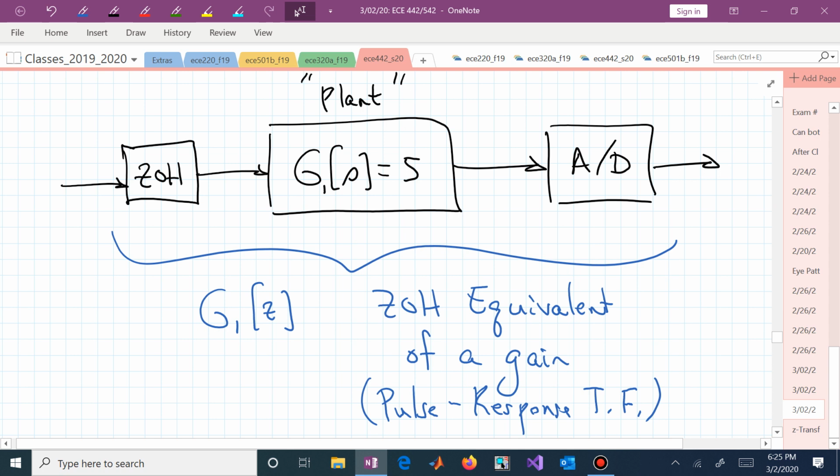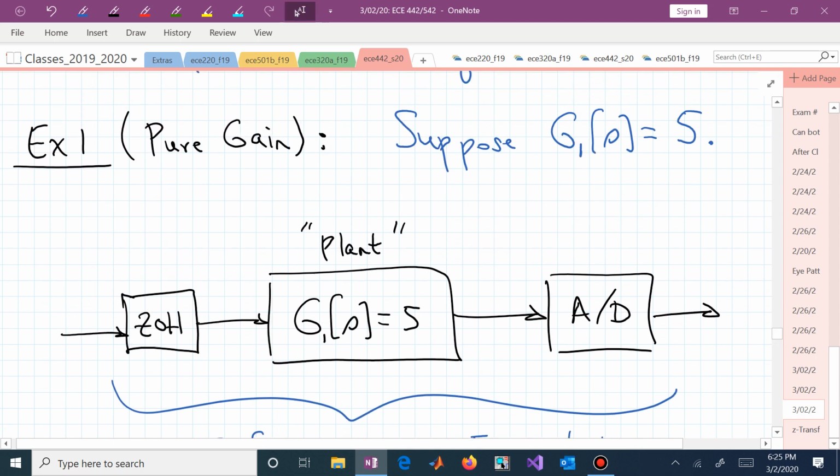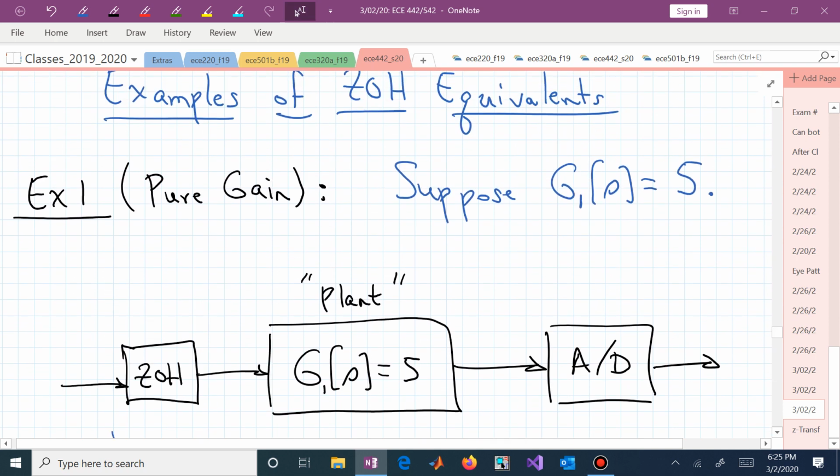I'm now trying to put all of these pieces together where G sub 1 of S is now, it doesn't have any dynamics, it's just a gain. That's about as simple of a system as you can have. It just scales the input. So this is just a gain.